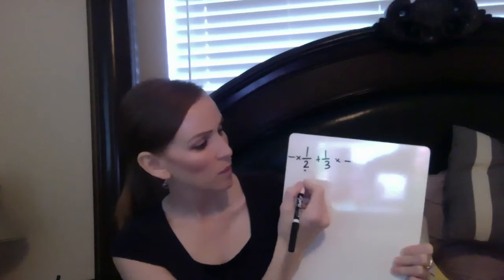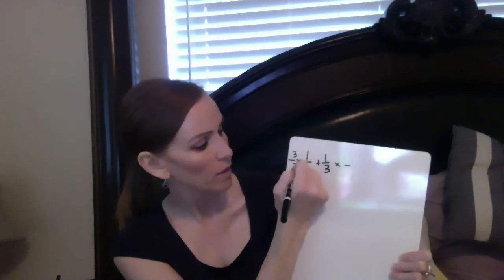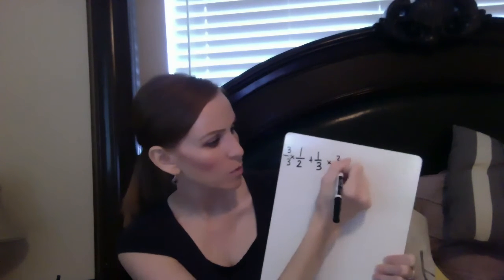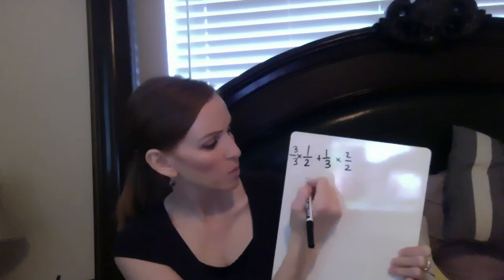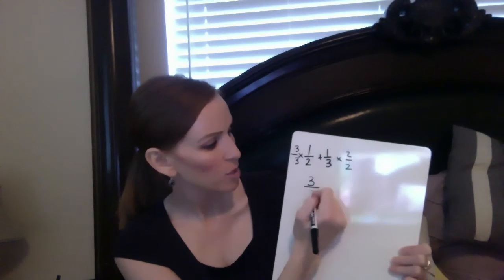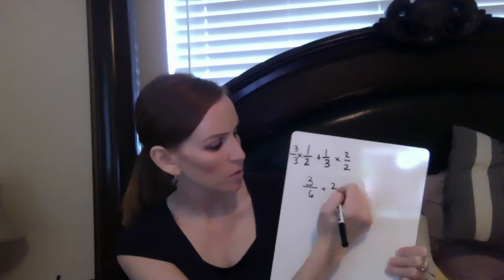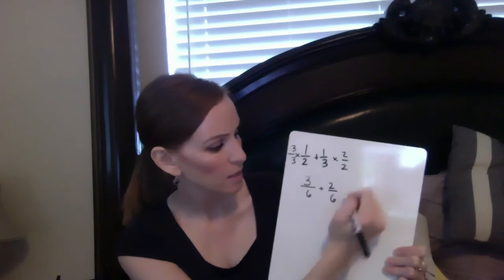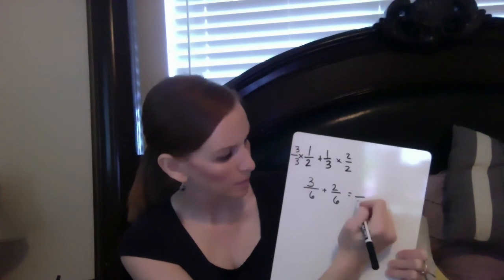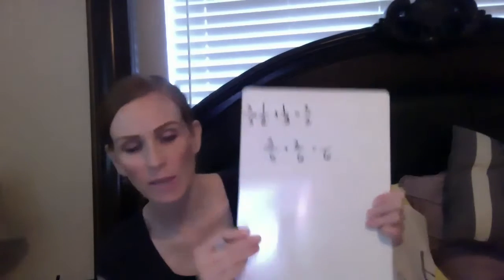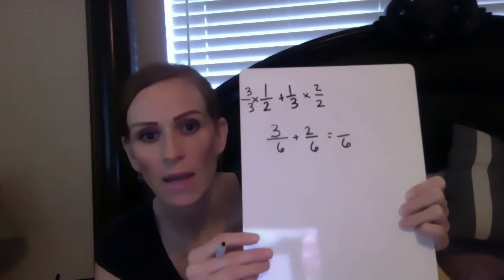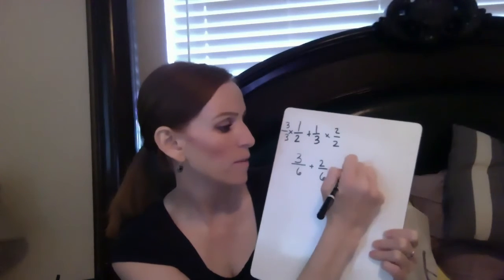So I'm going to multiply 2 by 3/3. And I'm going to multiply 3 by 2/2. 3 times 1 is 3. 3 times 2 is 6. Let me add. 1 times 2 is 2. 3 times 2 is 6. And then we remember when we're adding, our denominator stays the same. That's why we have to have like denominators. And 3 plus 2 is 5. So my answer is 5/6.